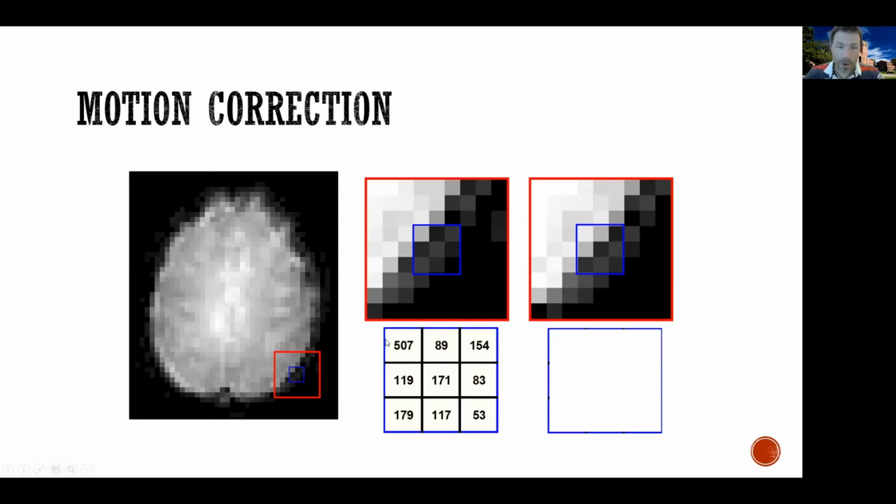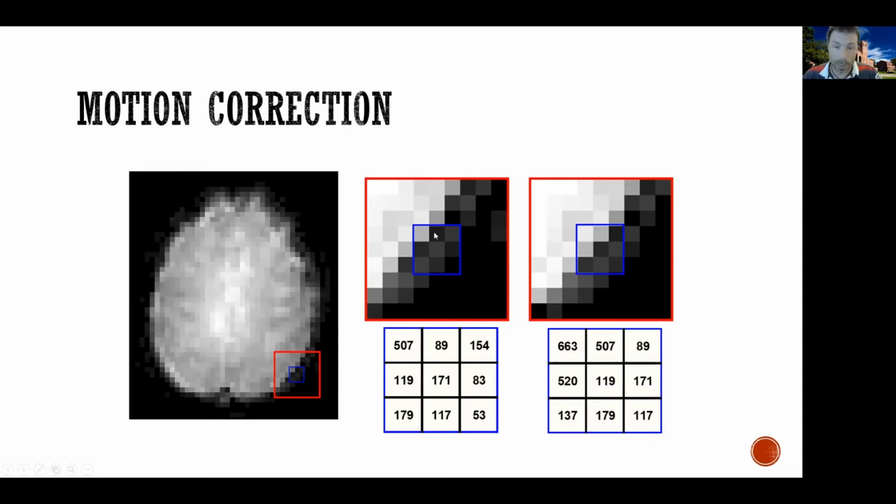So this voxel here that was 507 has now become 663. It has changed, right, by 1/5 of the signal. It's huge. It's a huge jump. Look at what happened to the voxel down here. It went from 53 to 170. It changed by more than 100%.